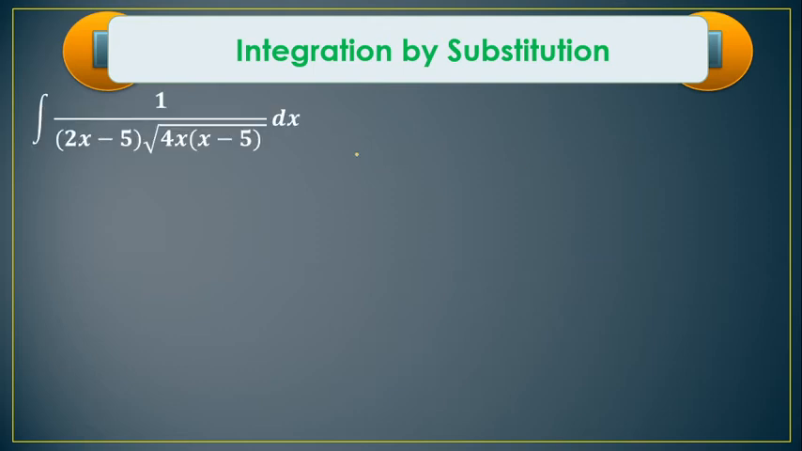And then, substitute na po natin yung nakuha natin completing the square dun sa loob ng radicand. So, magkakaroon tayo ng ganitong bagong integral na sasagutan natin. So, the integral of 1 over the quantity of 2x minus 5 times the square root of the quantity, the square of a difference of 2x and then 5, minus 5 squared.